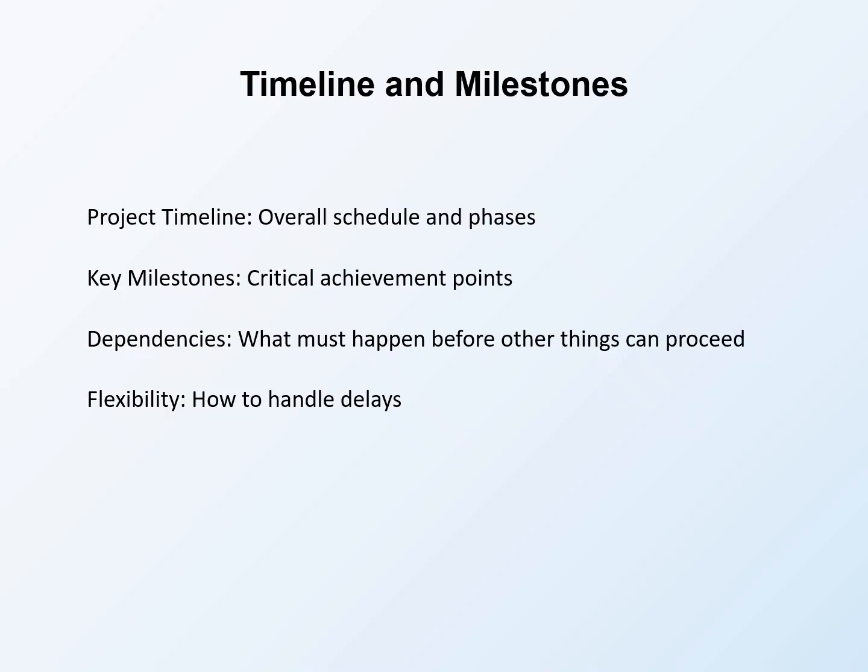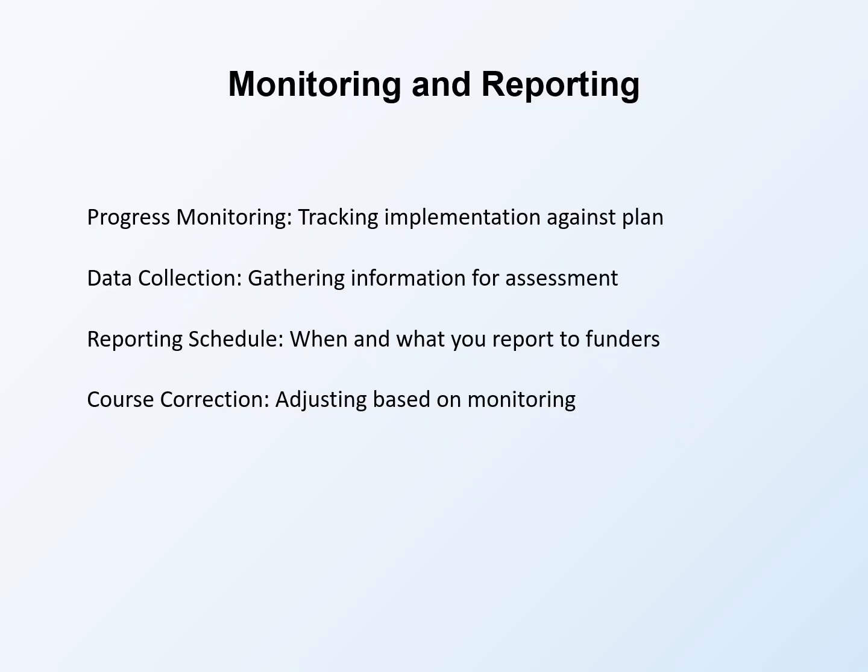Contingency planning addresses what happens if timelines slip. Some buffer should be built in. Describe how you will respond to delays while still meeting overall project goals and funder expectations. Monitoring and reporting describes how you will track progress and communicate with funders throughout the grant period. This demonstrates accountability and partnership orientation.